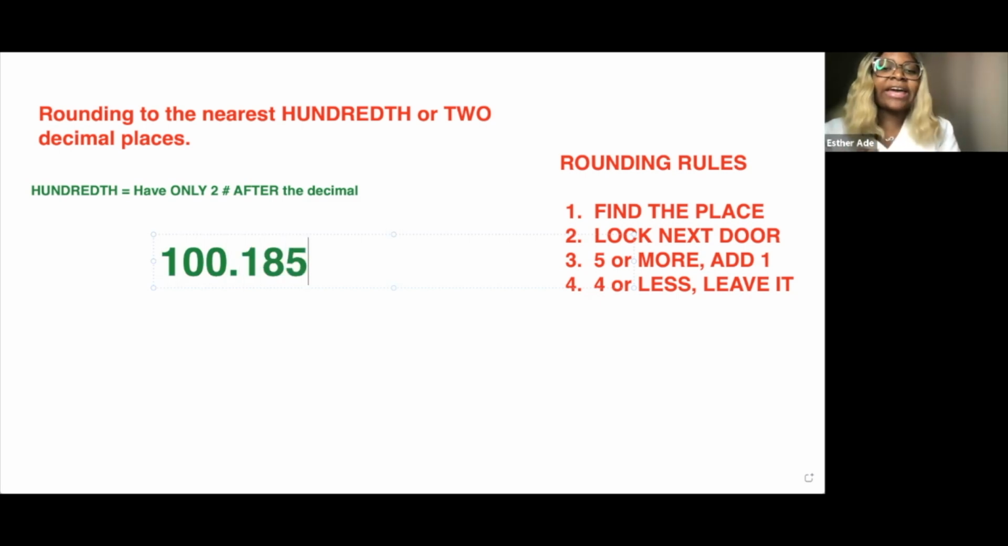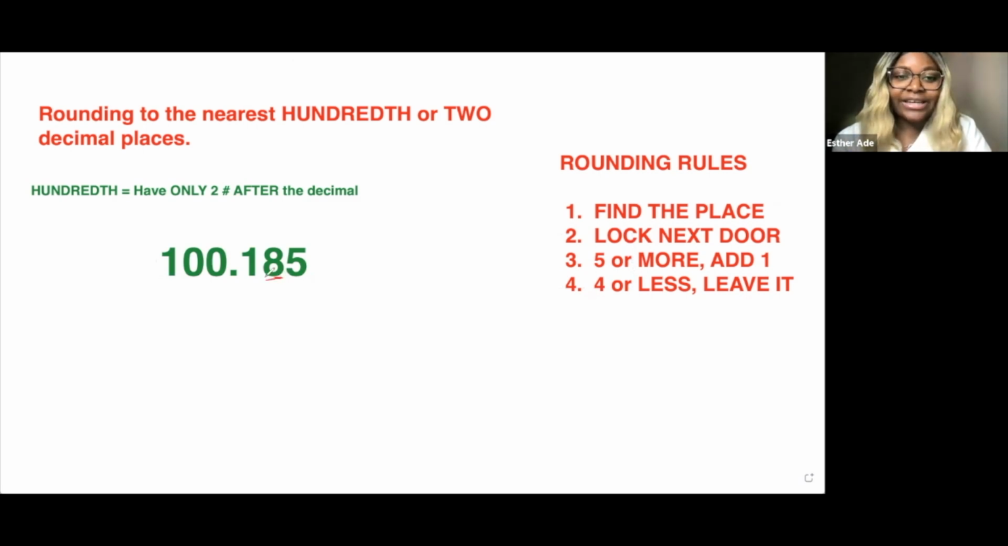Okay, so we have 100.185. We're using the exact same rules, guys. So this is 100.185. The first rule is to find the place. Again, hundredth place means I have only two numbers after my decimal. So this is my decimal, number one, number two.